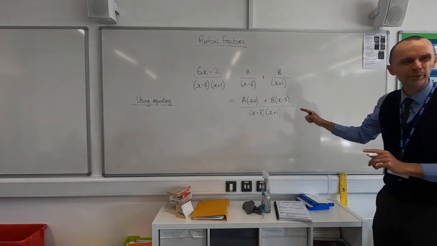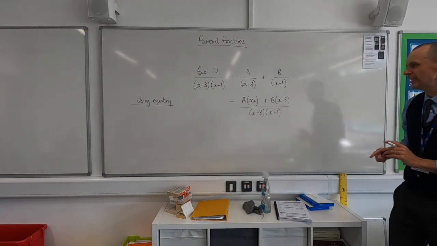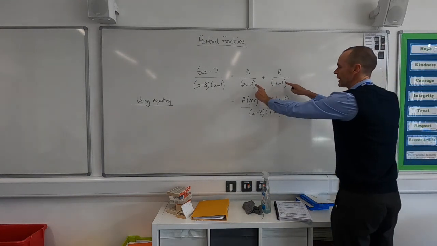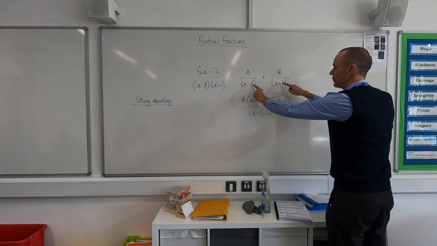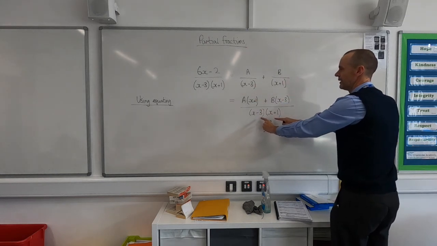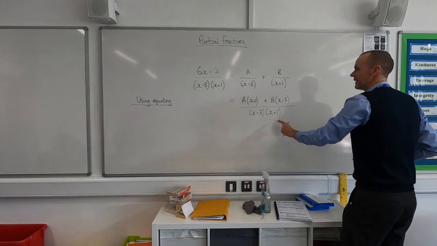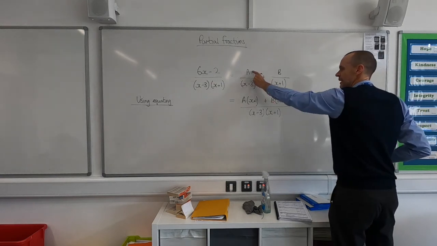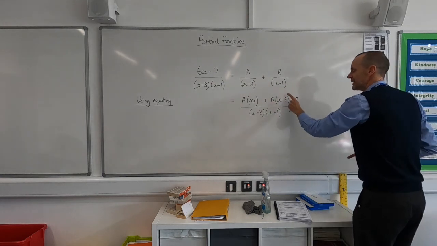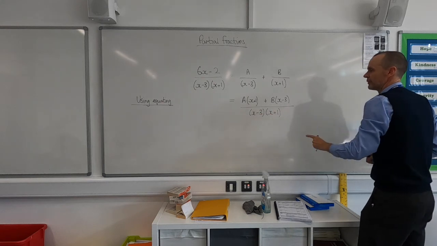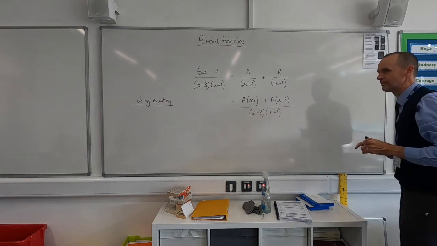So that's the process we just went through in the one at the start. We know that those two fractions will give you a common denominator of that, and to turn that into that I need to multiply by x plus 1, so I do the same to the top, and to turn that into that I need to multiply by x minus 3, so I just do the same to the top.